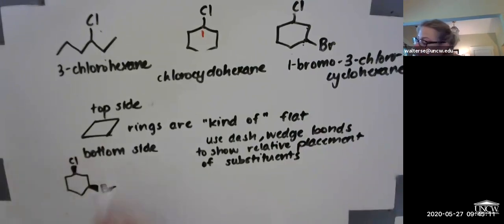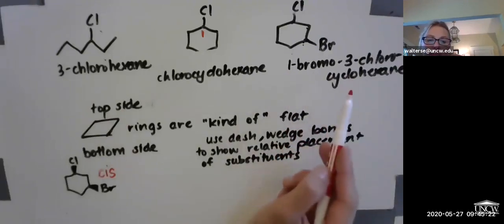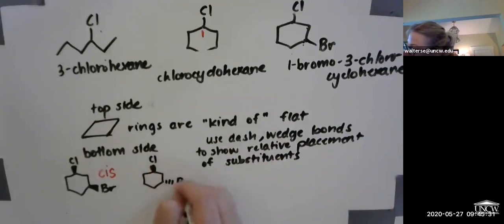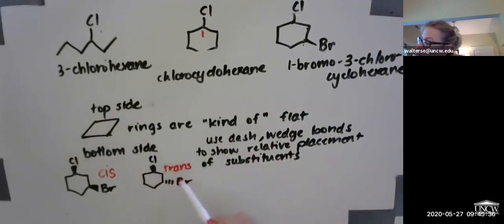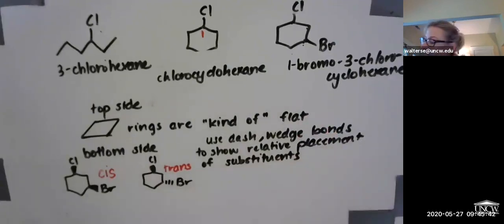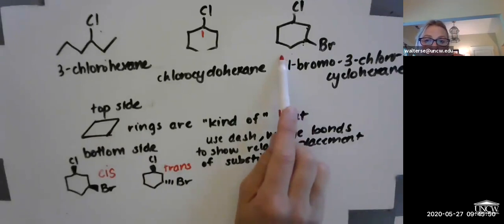So those two are given a relationship called cis. So you would add that to the name, cis-1-bromo-3-chlorocyclohexane. If they're on opposite faces, one is a dash and one is a wedge, then they're called trans. So trans-1-bromo-3-chlorocyclohexane. Okay, so only if they're indicated by dashes and wedges do you have to include cis and trans. If they're not shown on dashes and wedges, you don't.